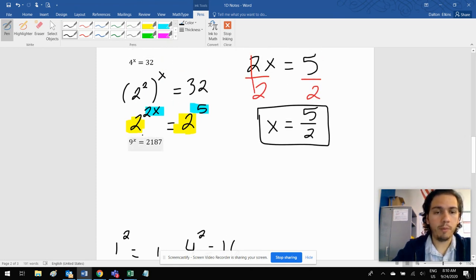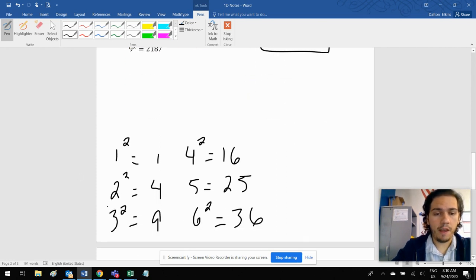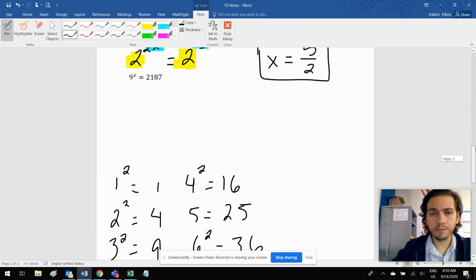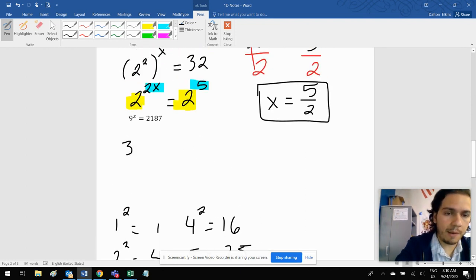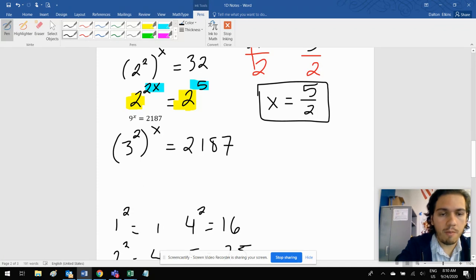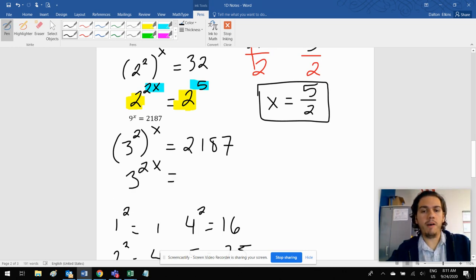And here we have another problem. 9 will not be raised to any exponent to equal this. So instead, let's rewrite 9 as 3 to the power 2. So I get 3 to the power 2, in parentheses, raised to power x, is equal to 2,187. And remember, I'm going to rewrite this by multiplying these exponents. So 3 to the power 2 times x. And I want to find 3 to what power equals 2187.